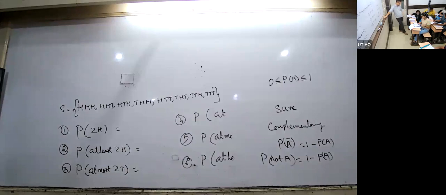A bag contains 3 white, 5 black, and 2 red balls, all of the same size and shape. A ball is drawn from the bag without looking at it. Find the probability that the ball drawn is 1, a black ball, 2, a red ball, 3, a white ball. So in the bag there are 3 types of balls: white, black, and red. So what is the value of n(S)?